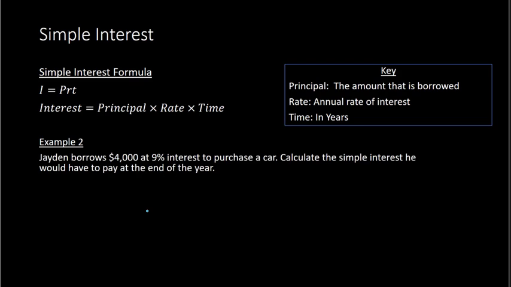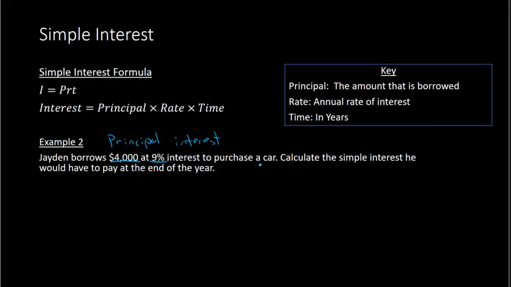Okay, another example. Let's say that Jaden borrows $4,000 at 9% interest to purchase a car. Calculate the simple interest he would have to pay at the end of the year. So here, Jaden is borrowing money. He's borrowing $4,000, and that's going to be the principal. That's the amount that is borrowed. At 9% interest, that is your interest rate, and it says it right there.